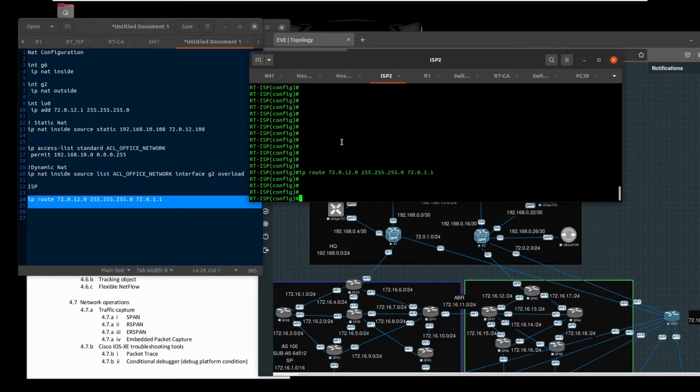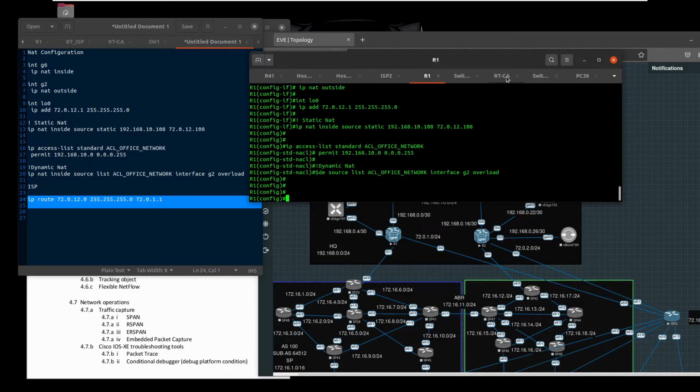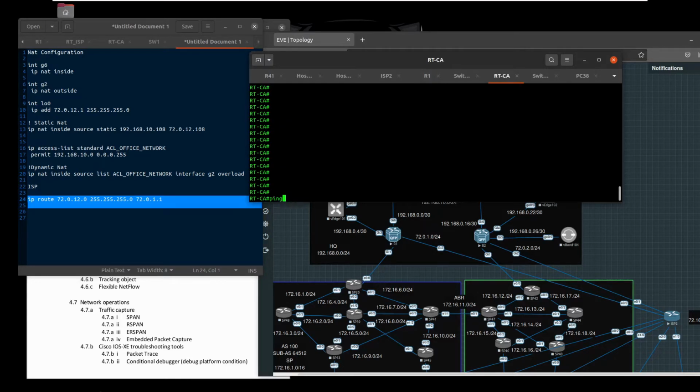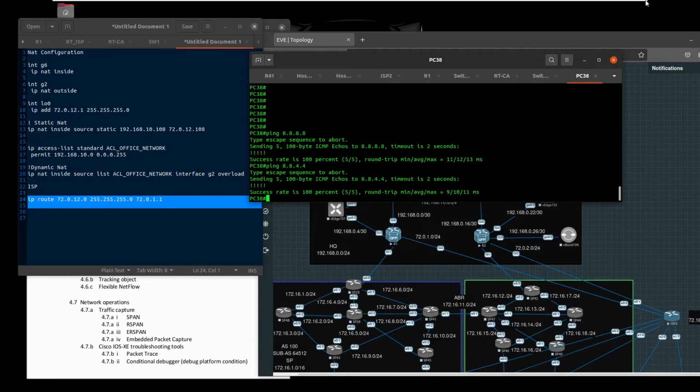Okay, just to test, I'm going to enable debug IP packet, and let's test first from root CA, and it's okay. And if I try from PC38, it works as well. And I have two loopbacks on ISP, it works as well.